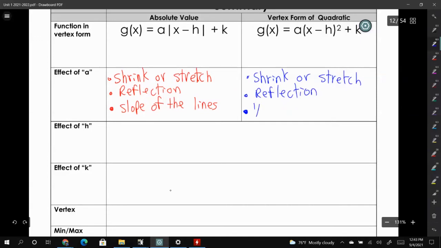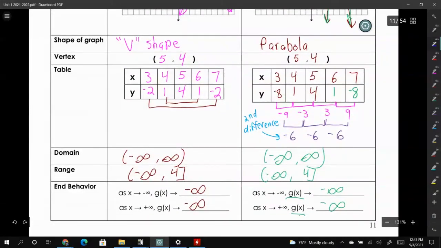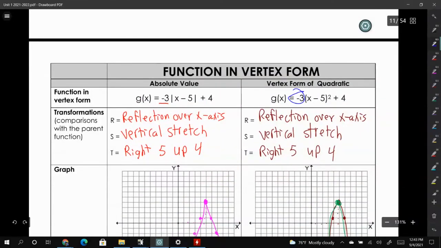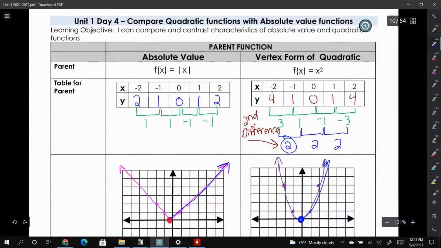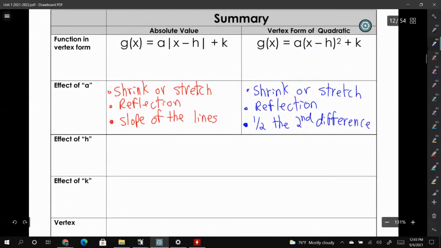and the A value is also half the second difference, and I'm going to show you that on the previous example. So here our second difference was -6. Look at our A value. It was -3. Up here, our second difference was 2. Our A value is an invisible 1. So your A value is going to be half of your second difference.